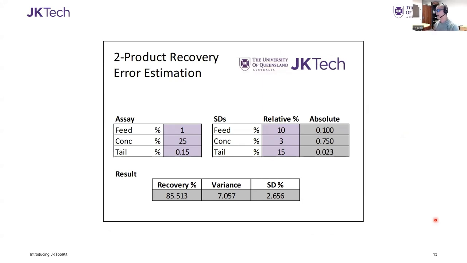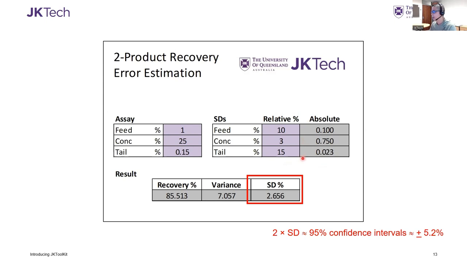Now, not everyone can remember how to calculate partial derivatives, but with Toolkit, you don't need to because the app does all the hard work for you. You simply input your assays on the left, as well as your relative errors on the right. The two product formula is used to calculate recovery here. And this here is the SD of recovery. Now, approximately two times this SD gives you your 95% confidence intervals, which in this case are plus or minus 5.2%. And as I said, this is often underappreciated. So it might seem incredible, but we do have some experimental data to validate this, which I'll share with you later.